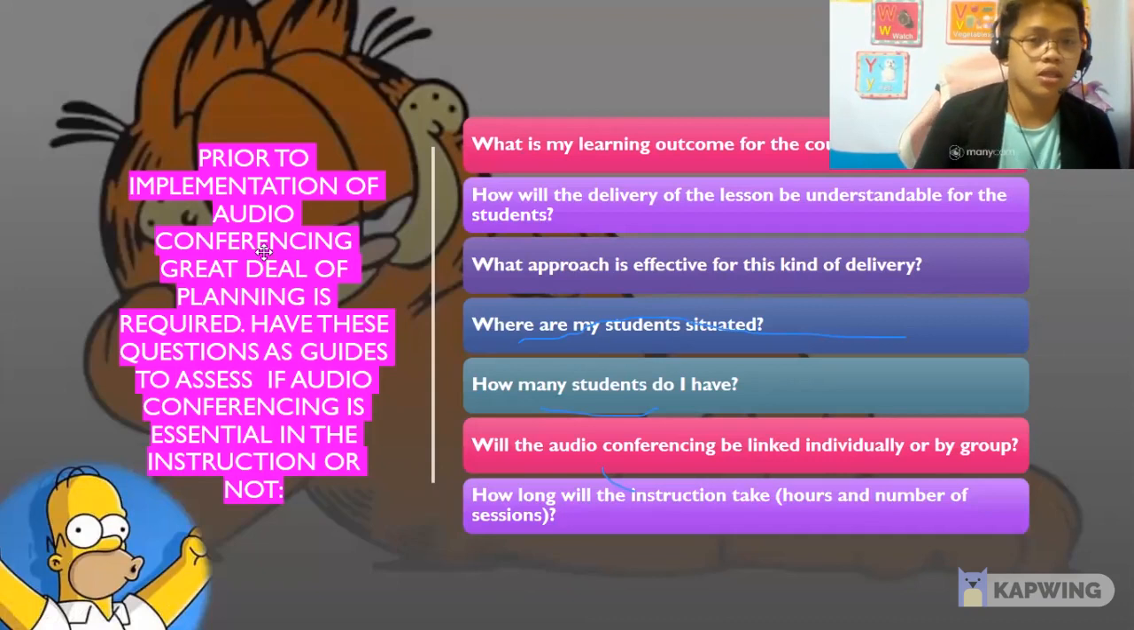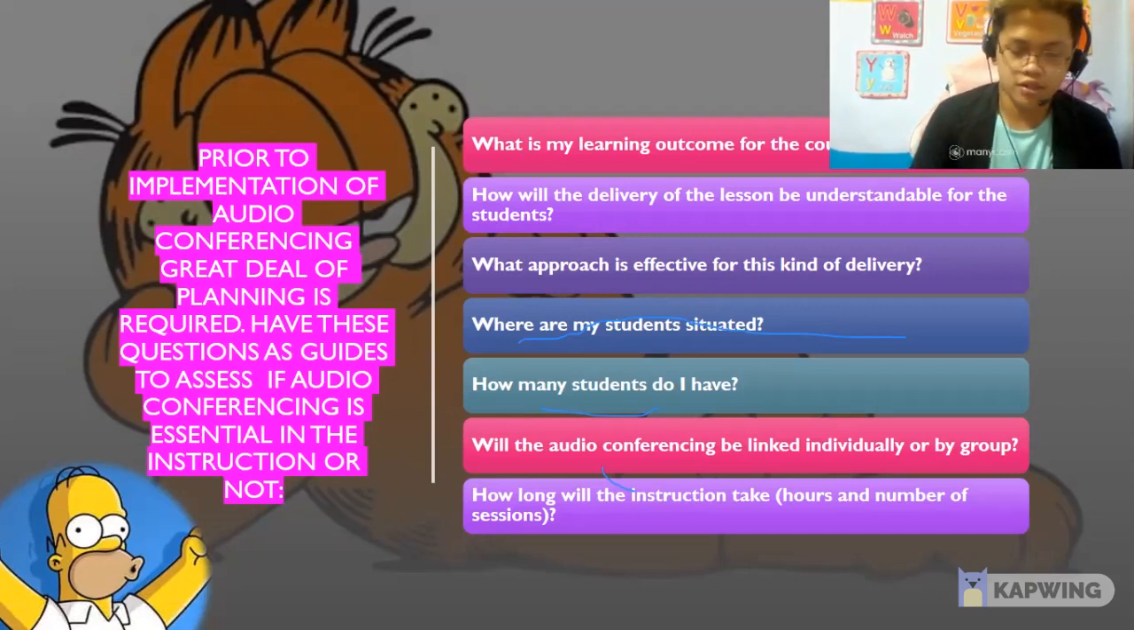First question, what is my learning outcome for the course? The second one, how will the delivery of the lesson be understandable for the students? And the third one, what approach is effective for this kind of delivery? Number four, where are my students situated? Number five, how many students do I have? Number six, will the audio conferencing be linked individually or by group? And the last one, how long will the instruction take?